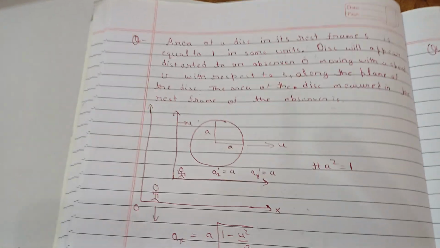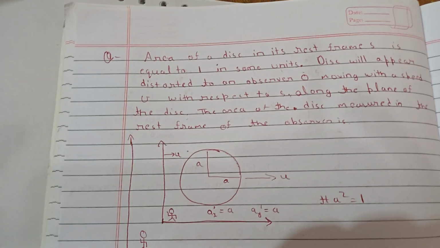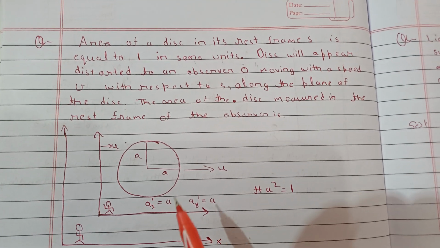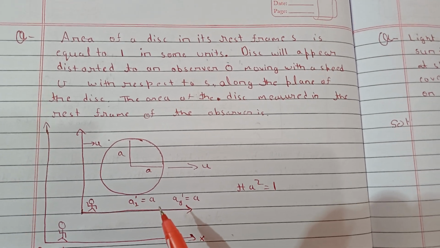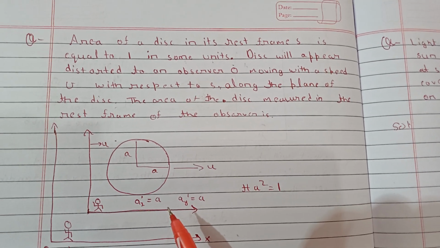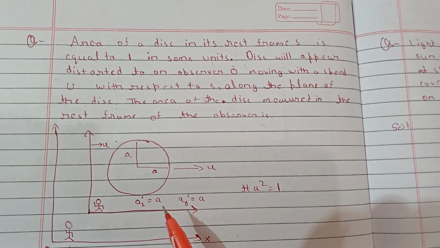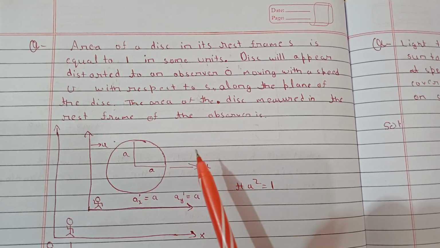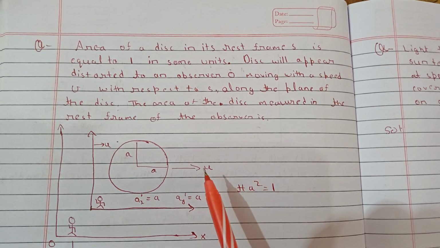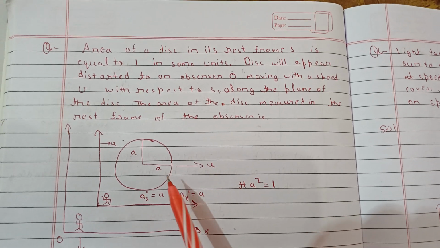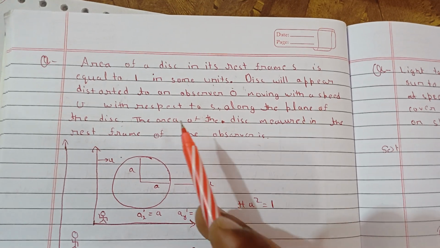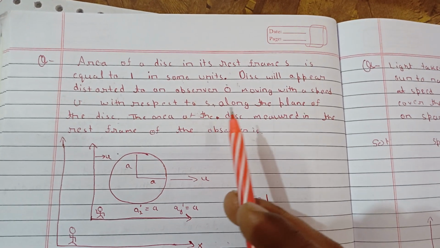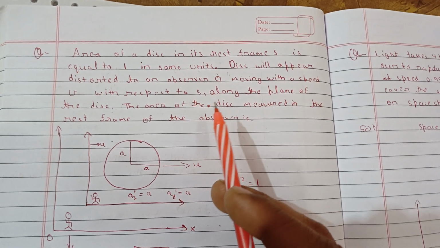Now this can also be seen in some more things, like the area of a disk in its rest frame S is equal to 1. Okay, in the rest frame the area is 1. In some units, the disk will appear distorted to an observer O moving with a speed u with respect to S. So the area of the disk in rest frame S is equal to 1, that is, pi a square equals 1.